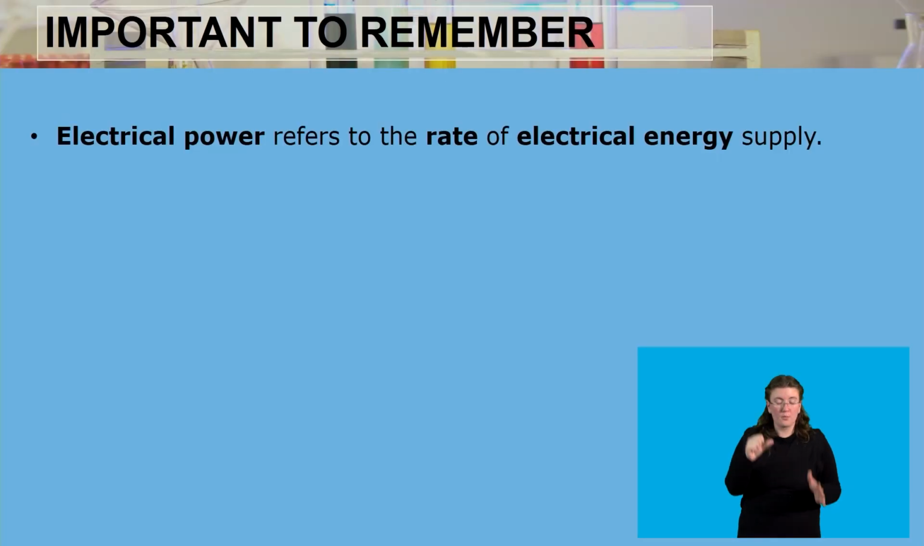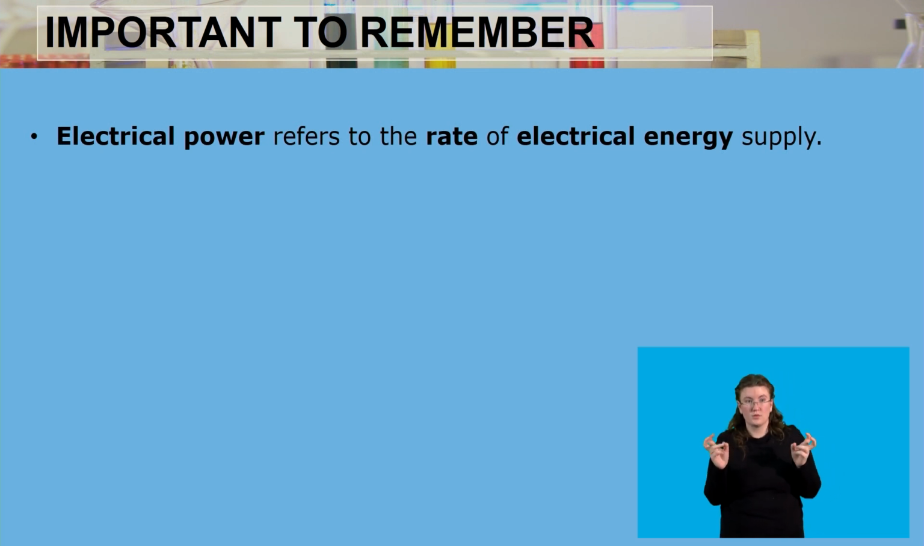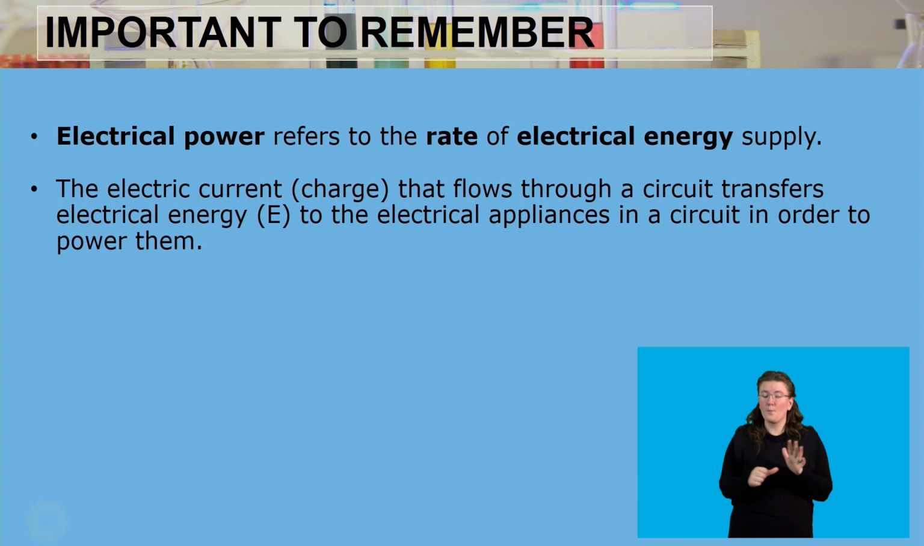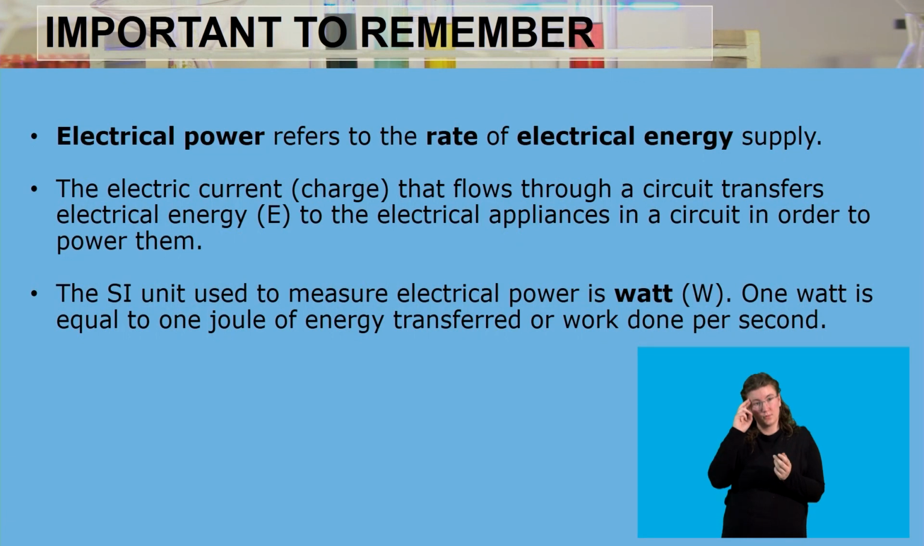Now, whenever you think back of this lesson, these are the very most important things that I always want you to remember about this lesson. Number one, you need to remember that electrical power refers to the rate of electrical energy supply. And then number two, remember that the electric current or the charge that flows through a circuit transfers electrical energy to the electrical appliances in a circuit in order to power them. And then the most important thing that you need to remember about this lesson is the calculation of the cost of electricity.